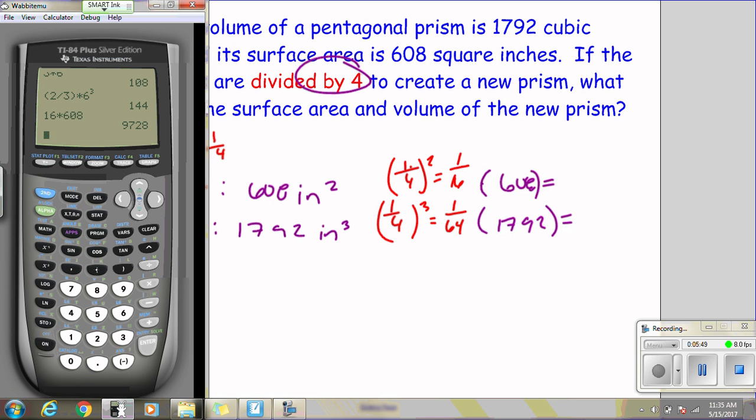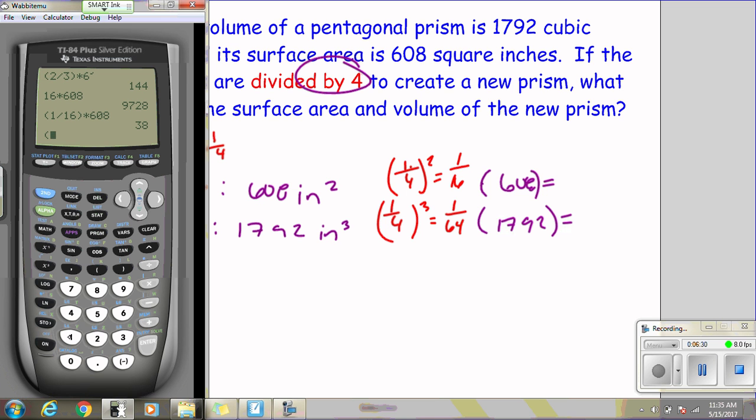You can do alpha y equals 1 for the fraction, or just simply put it in parentheses. So 1 over 16 for the first one. If you put it in parentheses, you have to do it exactly like I've done. And then multiply it times the original, so 608. That's much better. It's supposed to get smaller. Whenever you're dividing your dimensions, you're making your dimensions smaller, so your figure should be smaller. And let's do the volume while we're at it. So the new surface area is 38 inches squared.